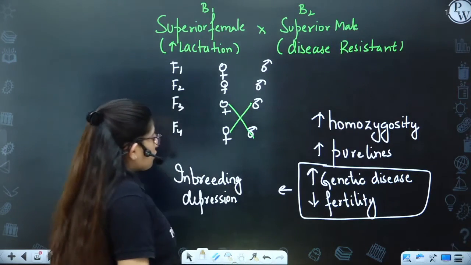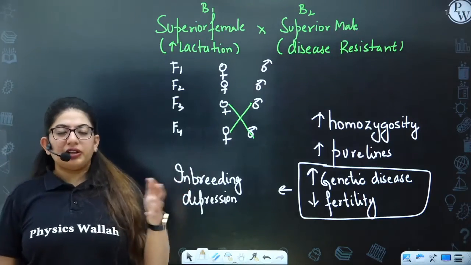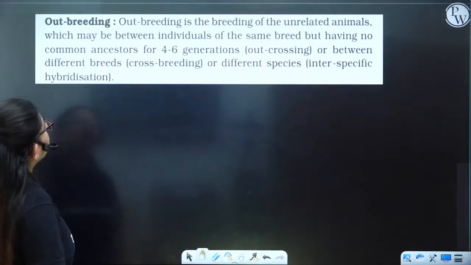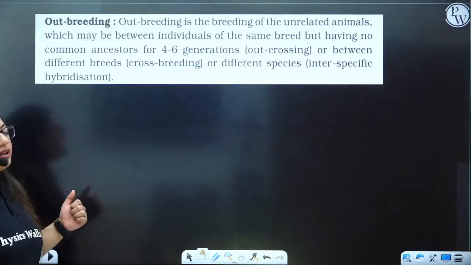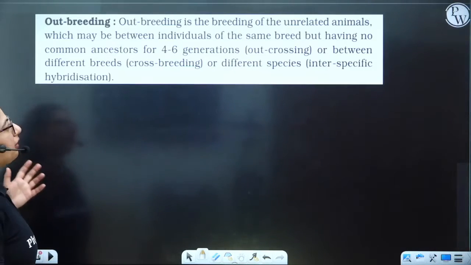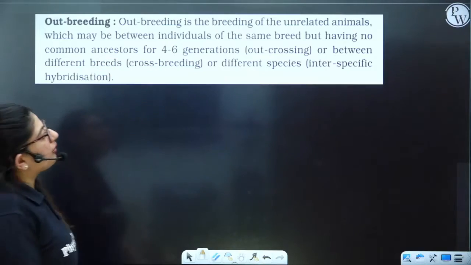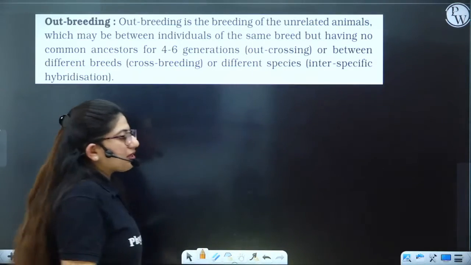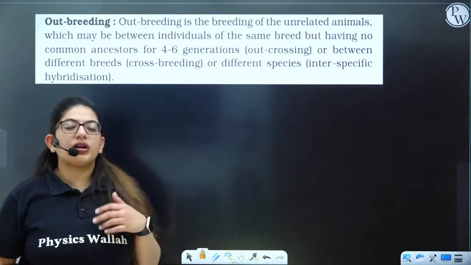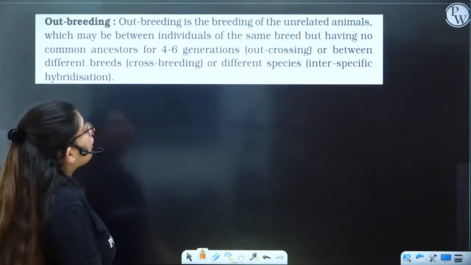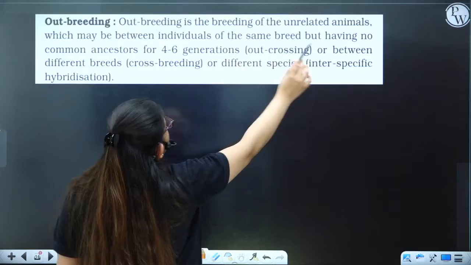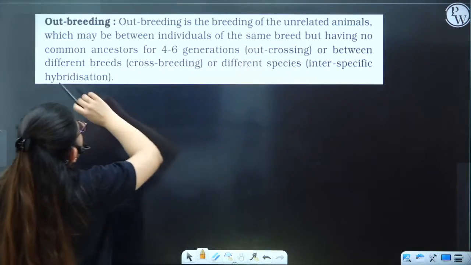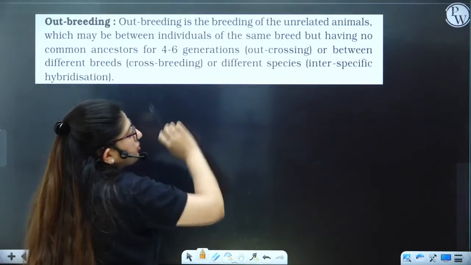So if you want the inbreeding depression to go, what will you do? You will go for another thing, outbreeding. Let's see what that is. One was inbreeding, another is outbreeding. What does outbreeding say? It is the breeding of unrelated animals, which may be between individuals of the same breed but having no common ancestor for 4 to 6 generations.